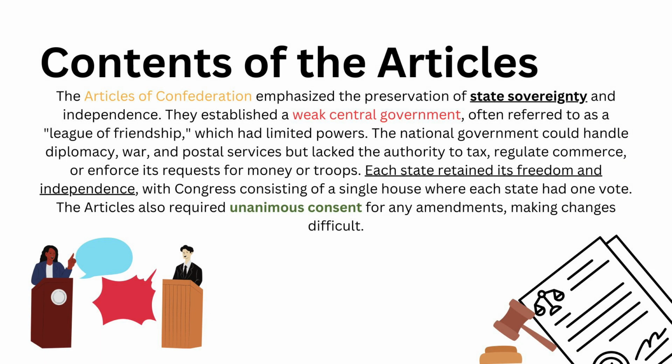The Articles of Confederation emphasized the preservation of state sovereignty and independence. They established a weak central government, often referred to as a League of Friendship, which had limited powers. The national government could handle diplomacy, war, and postal services but lacked the authority to tax, regulate commerce, or enforce its requests for money or troops. Each state retained its freedom and independence, with Congress consisting of a single house where each state had one vote. The Articles also required unanimous consent for any amendments, making changes difficult.